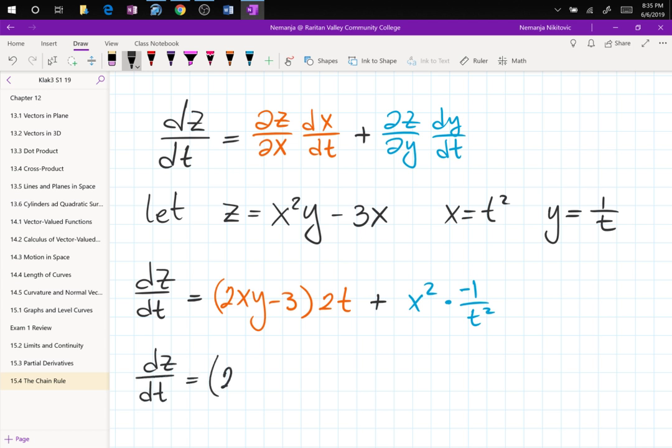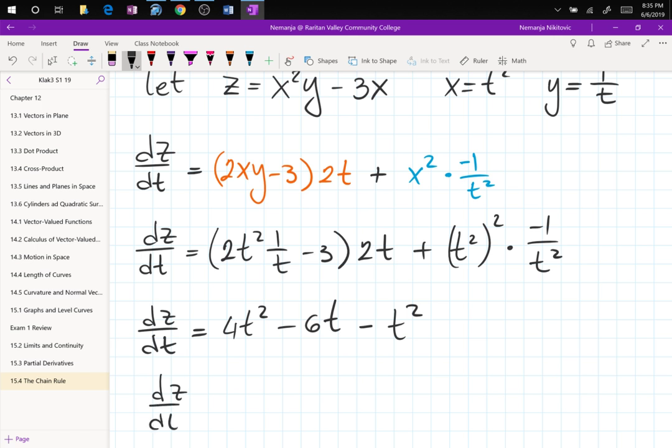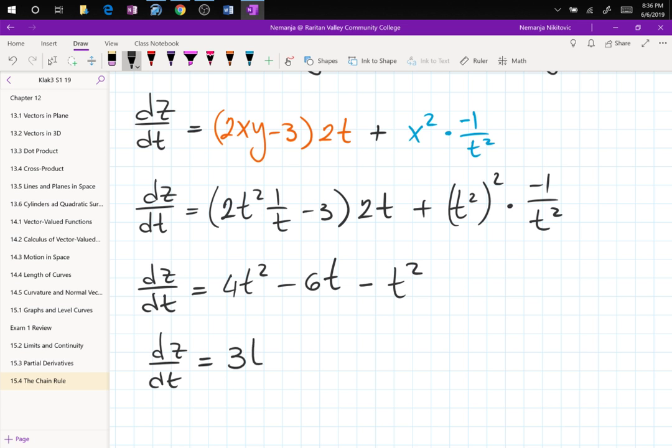dz/dt is equal to 2 times x, which is t squared, times y, which is 1 over t, minus 3 times 2t, plus x squared, which is t squared, everything squared, times negative 1 over t squared. So simplify it. When you multiply with 2t, the t would cancel right there. So it's 4t squared minus 6t, plus, no, minus. One of the t squares will cancel, so t squared. So dz/dt is 4t squared minus 3t squared minus 6t, and that's equal to 3t times (t minus 2). There we go. Yay.